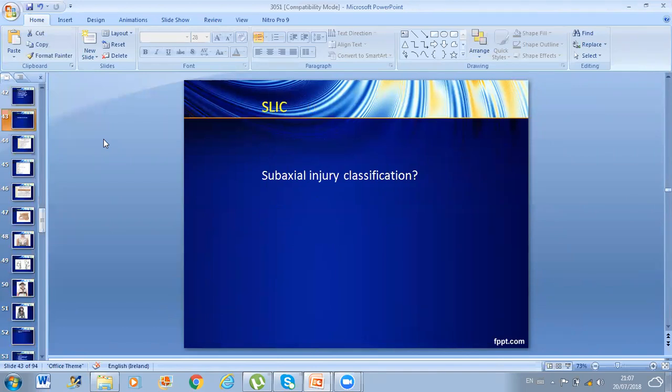If you have a cervical spine injury, you have to classify it according to SLIC, the subaxial injury classification system. It is based on the thoracolumbar injury classification. So who can tell me, Satish, can you tell me what are the components? No, we discussed TLICS. What were the components at that time? Fracture type, neurology, and ligaments. Okay.